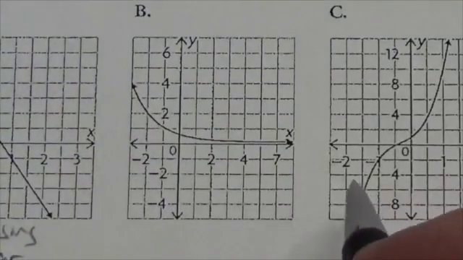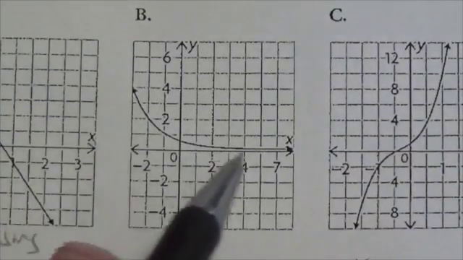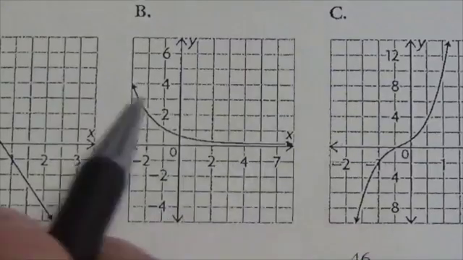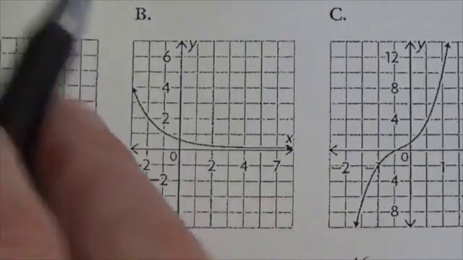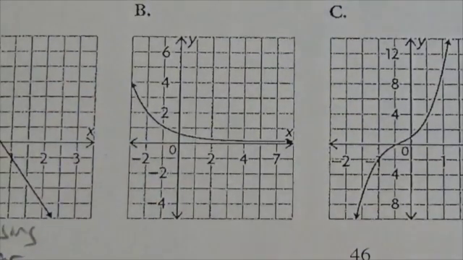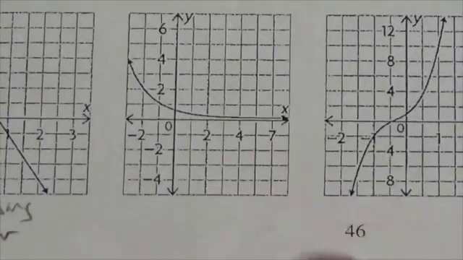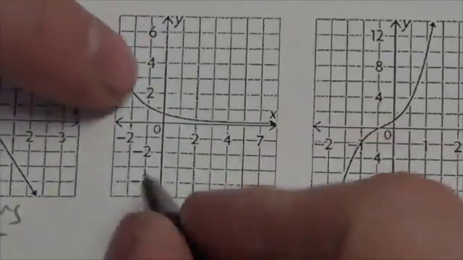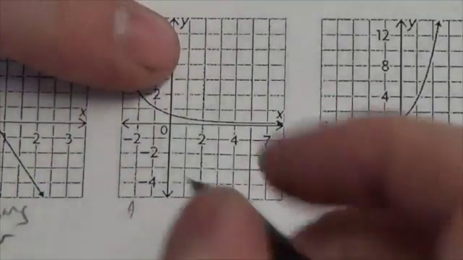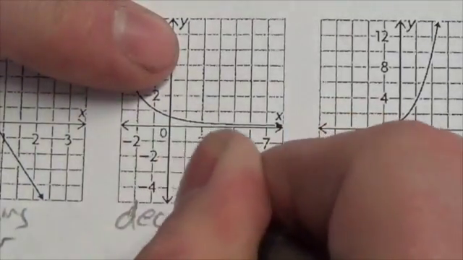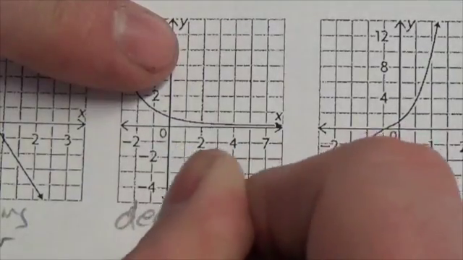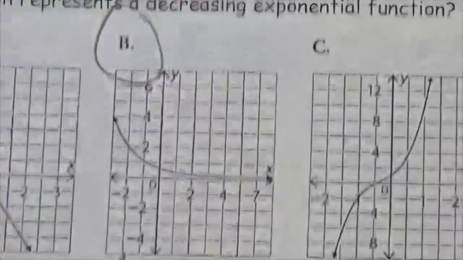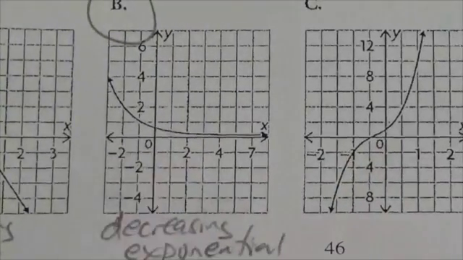Let's look at this one. Oh, look at this. If I was to extend this pattern to the left and to the right, to the left this thing would go up to infinity, to the right it looks like it's getting closer and closer to the x-axis. That communicates to me that this is exponential, and it's dropping as we go. So this right here is a decreasing exponential or a decay function. So B, the second one here, that's definitely a decreasing exponential.